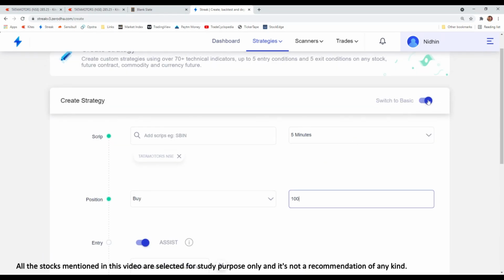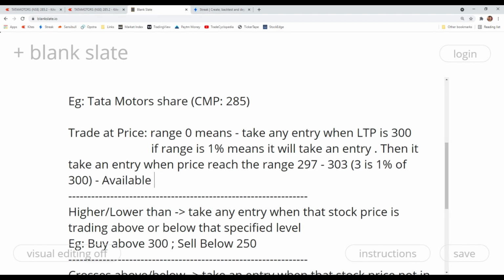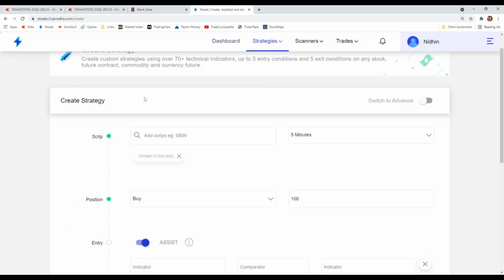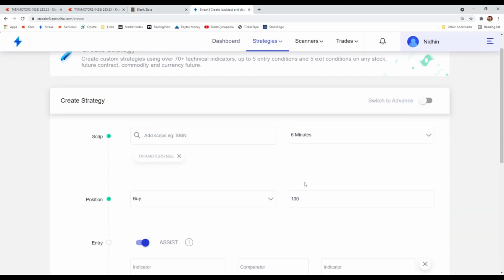I'm switching it to basic because the trade at price condition is available only on basic. For your understanding, if you need to use the trade at price condition, then you have to switch to basic.